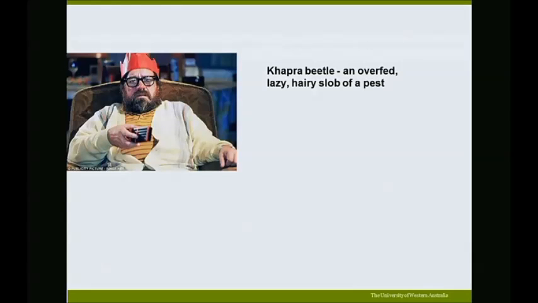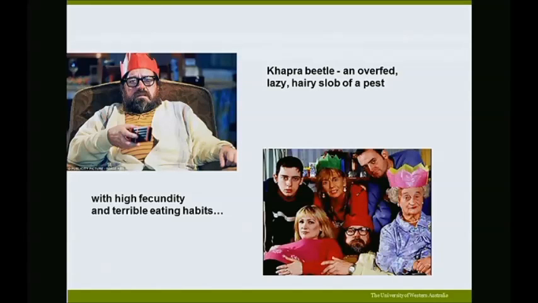Okay, so how do we characterise Khapra beetle? I don't know if any of you know this character, Jim Royle from the Royle family, who's a Liverpudlian who spends most of his time on a couch, drinking and generally being miserable. So I think that's a fairly good personification of Khapra beetle. It's overfed, lazy, hairy. It's a bit of a slob of a pest, and it doesn't actually like moving very far. But what it does like doing is breeding.